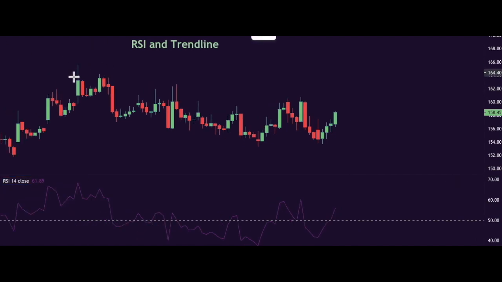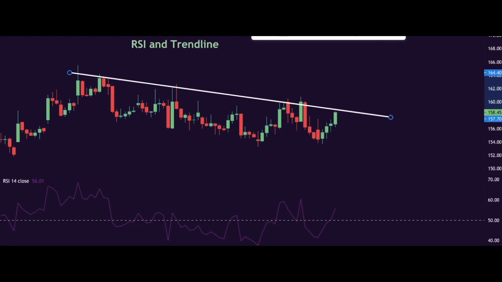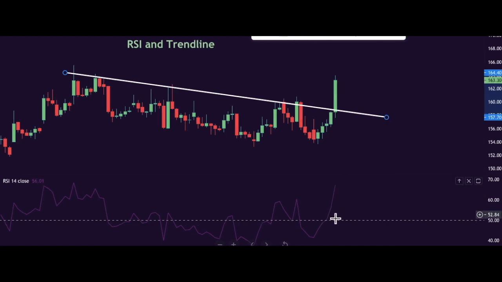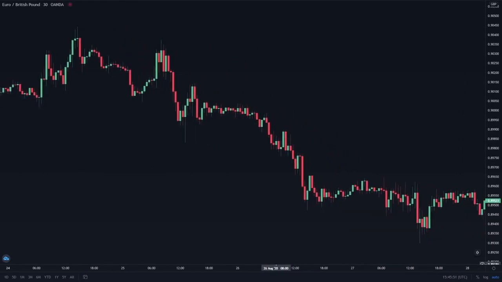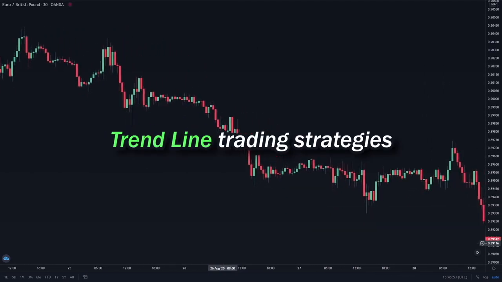Alright, so if I draw a trendline like this, okay, I need to wait for a breakout. Once the RSI is above this level, I can enter the trade. RSI acts as a second confirmation. You need to follow the same thing when you're trading in a downtrend. The RSI has to be below 50, then you can enter the trade. Okay, so I just revealed to you multiple trendline trading strategies which you can use and trade right now.